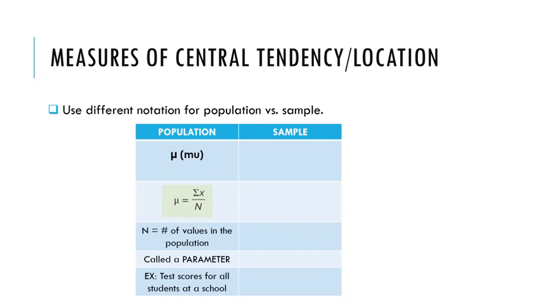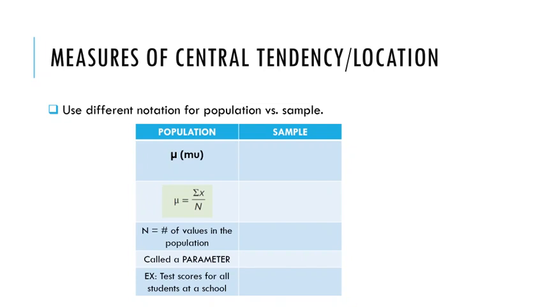We practiced the same kind of calculation just a second ago. But remember, this is called a parameter. So a parameter of the population. Mu is a parameter of the population. For example, if we collected test scores for all students at a school, that might be our population, and I could calculate the population mean, again indicated by mu.